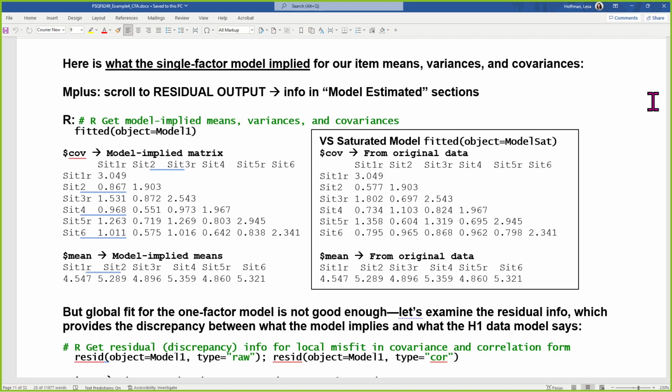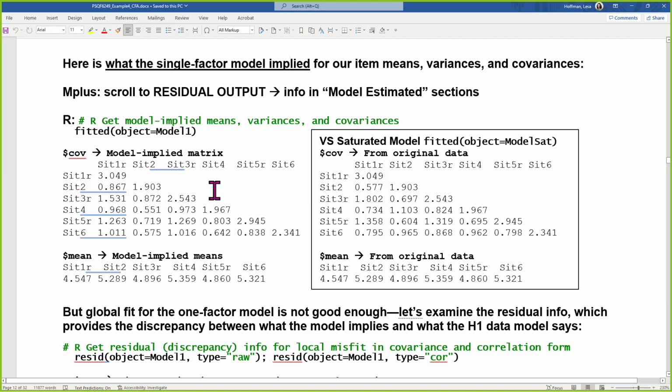And even if those fit indices were acceptable, I would still go through this next step, because on average things work is not the same thing as it works for every single part of your covariance matrix. You could have one part that's seriously wrong, but if everything else is good, it could wash out. So local misfit is what we would examine, and that is the discrepancy between what the model says and what the data say for every single piece of information we're trying to recreate. So that's where I'm at here, on page 12.